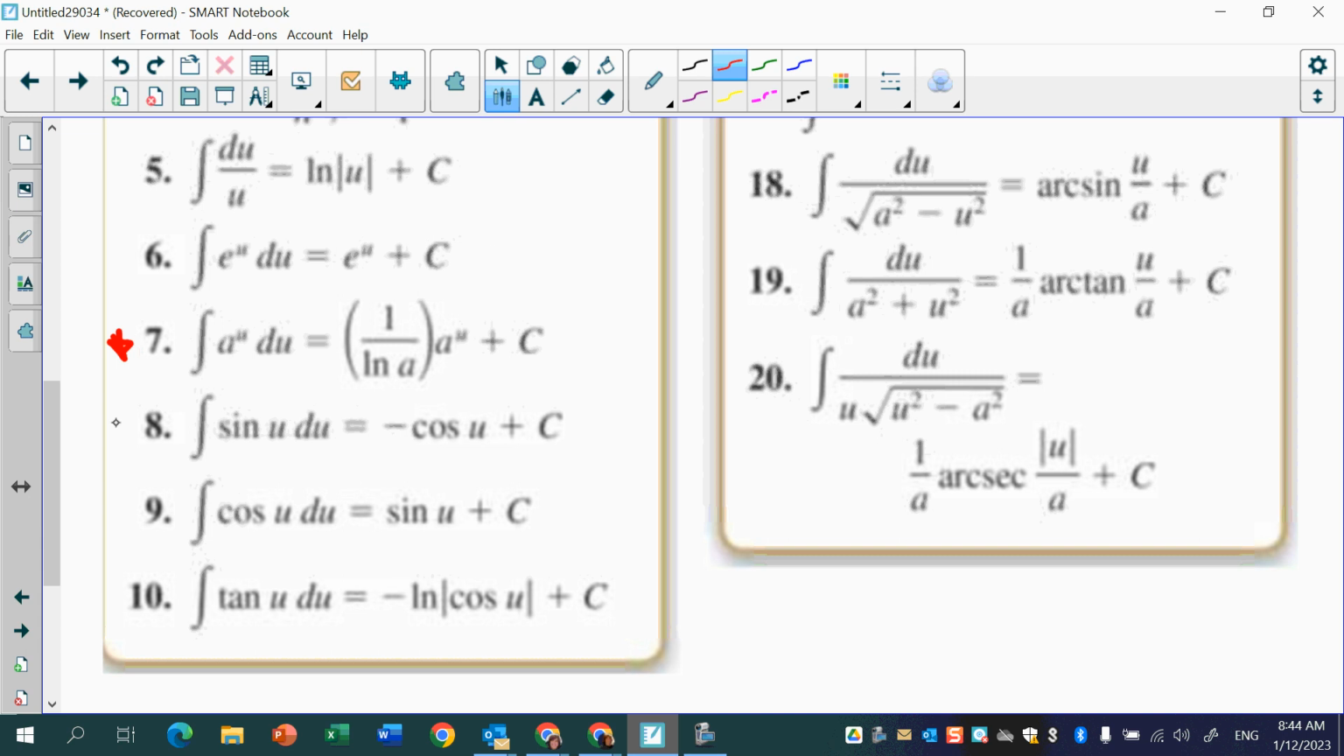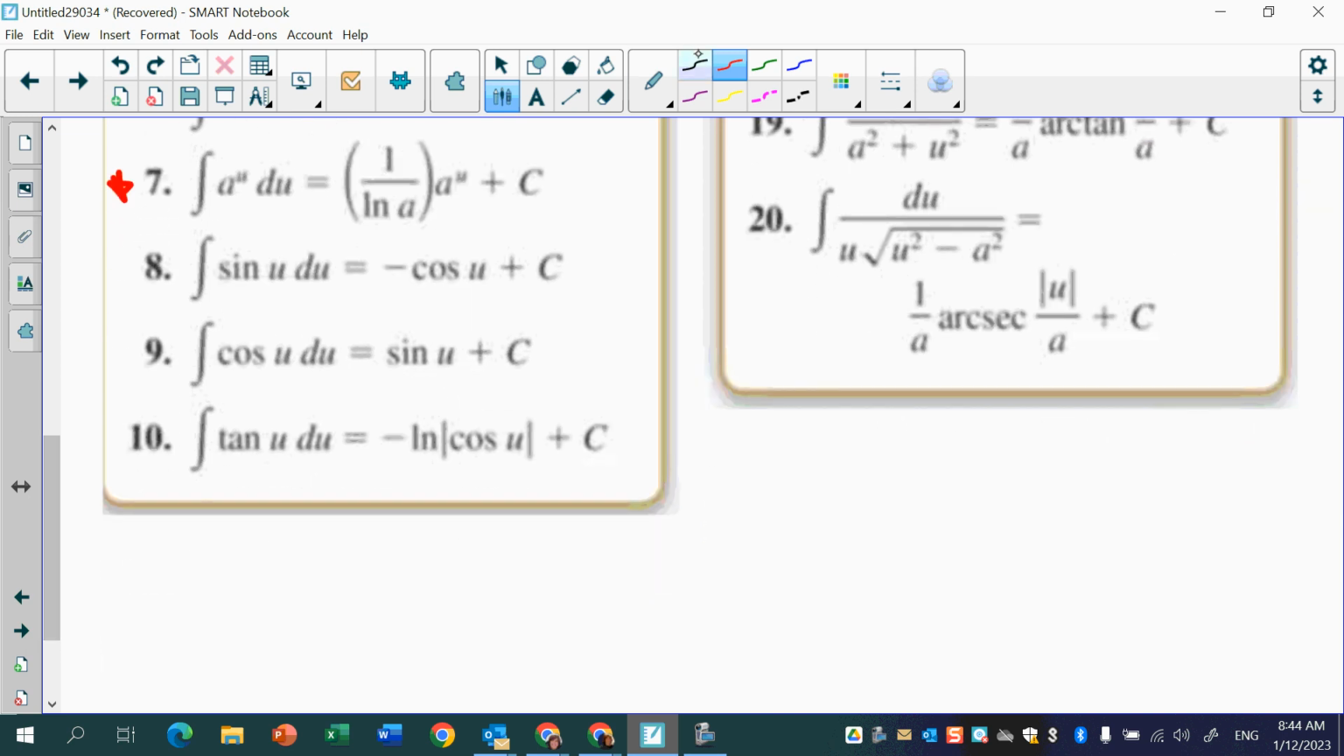Integration of tangent is negative natural log of the absolute value of cosine of u. It is also the natural log of the absolute value of secant of u plus c. I tend to do the purple one, not the black one. Either one, that is one I would advise you to memorize. You can find it if you do sine u over cosine u and do u substitution. That's how you get there, but you just memorize it. It's just easier.